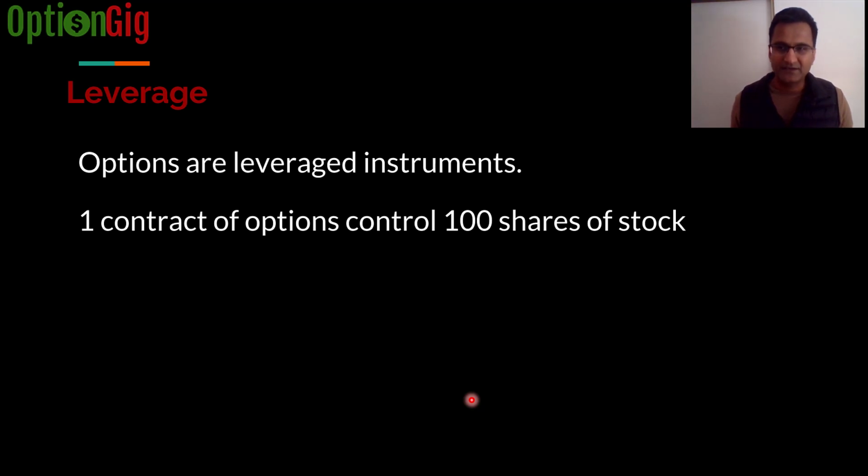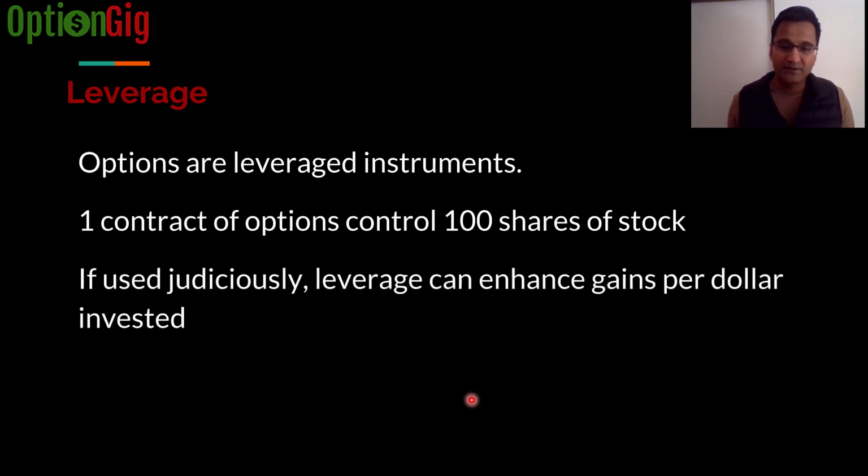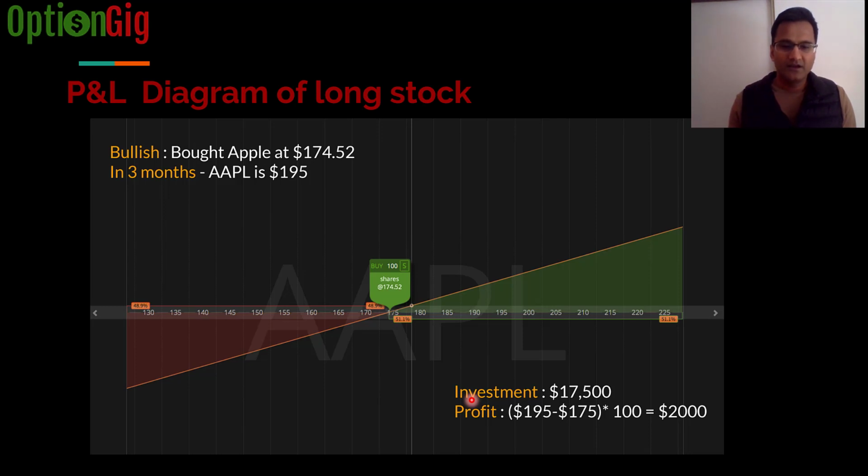So in the examples that we had seen, if you had bought or sold one option contract, the impact would be as if you're buying or selling 100 shares of Apple. But mind you, the leverage can cut both ways. So you have to use it judiciously. And when used judiciously, your gains will be amplified if you are using options instead of stock. Okay, let's take an example of this.